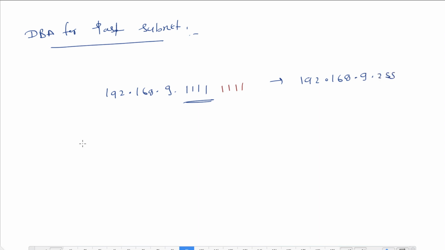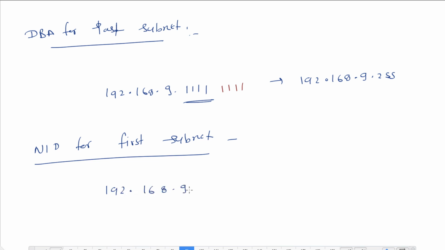Okay, let me ask you one more question, some random question. What will be the network ID for the first subnet? Since you are asking for the first subnet, that's why it will be 4 zeros, right? This is 1, 2, 3, 4 zeros, and then you are asking for the network ID, which means 4 zeros here also. Now it will be 192.168.9.0, right? Now this is the directed broadcast address for the last subnet. This is the network ID for the first subnet.